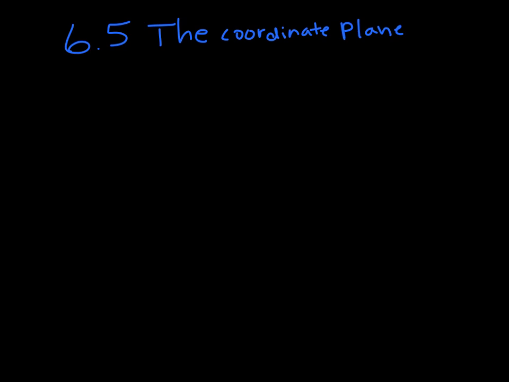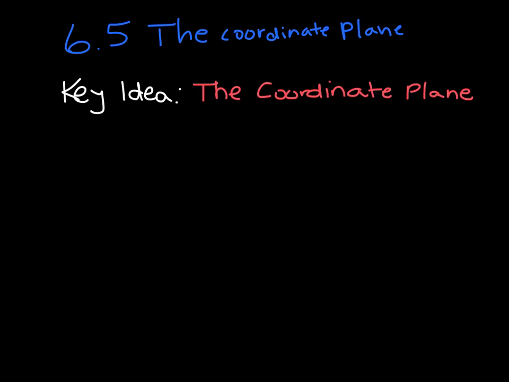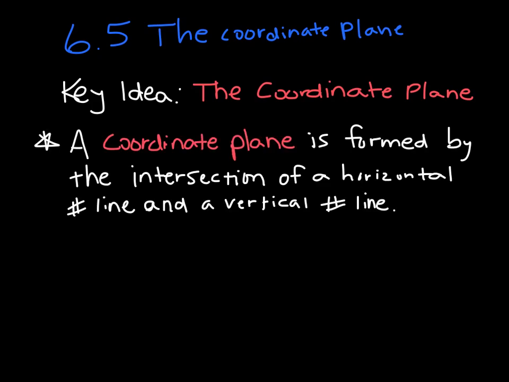Alright, 6.5 is a coordinate plane, and what we're going to learn here is the different coordinates and how to plot points with positive coordinates and negative coordinates. So the key idea is just about the coordinate plane. A coordinate plane is formed by the intersection of a horizontal number line and a vertical number line.